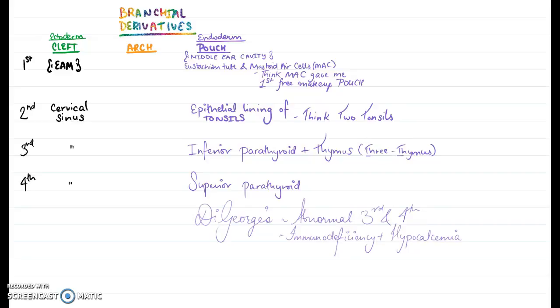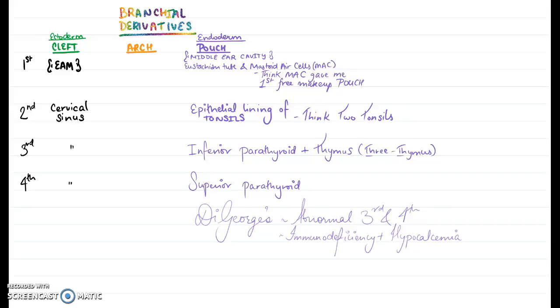The second pouch gives rise to the epithelial lining of tonsils. You can memorize this by thinking two tonsils. The second branchial pouch gives rise to two tonsils, the epithelial lining of the tonsils. But like I said, you can memorize that as two tonsils.